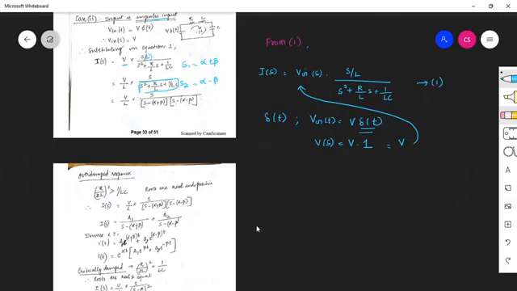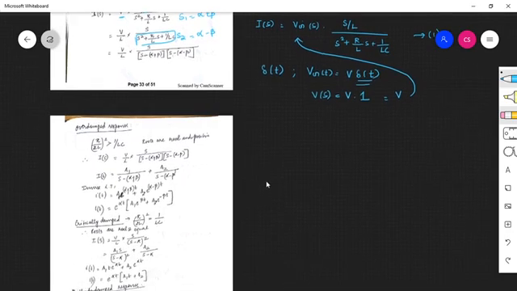Once again, let's analyze the three cases for overdamped, underdamped and critically damped. For overdamped, R by 2L the whole square is greater than 1 by Lc. So roots are real and positive. So the two roots will remain the same. It is alpha plus beta and alpha minus beta.